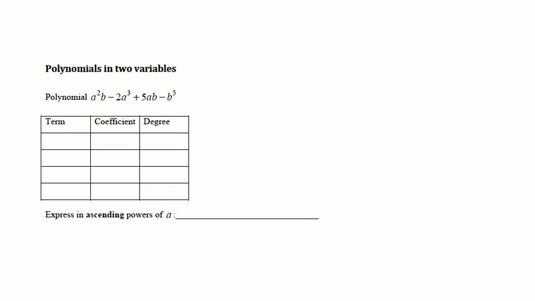For polynomials in two variables, we need to extend our definition of degree to handle both variables. And all we need to do here is to indicate that the degree is going to be the sum of the powers on all variables.